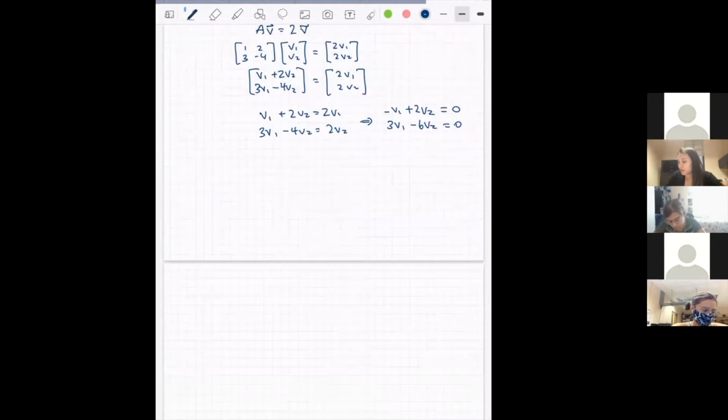Okay. So the second equation is actually a constant multiple of the first equation. So what we get is that in general, v1 should be equal to 2v2. And this is, for instance, satisfied if v is equal to 2, 1.